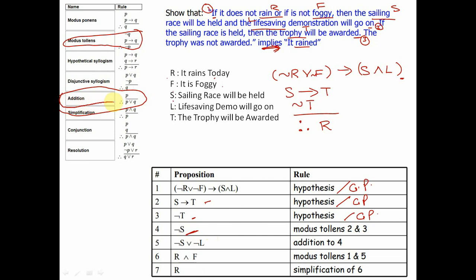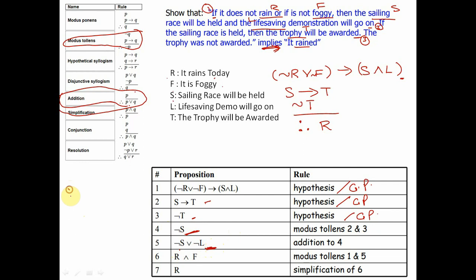Addition rule says if P is true, anything OR'd with P is also true. So if negation of S is true, then I can OR anything to negation of S, and it will always remain true. So from negation of S, I obtain negation of S or negation of L.